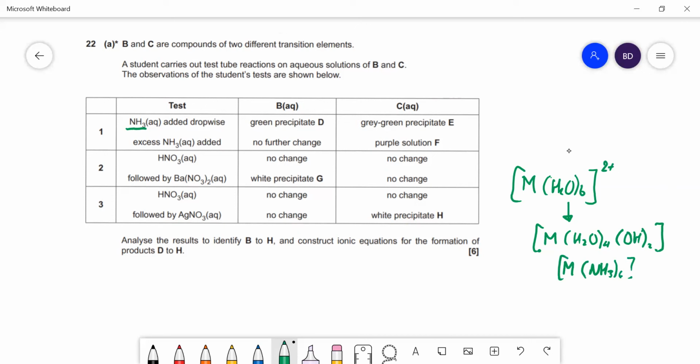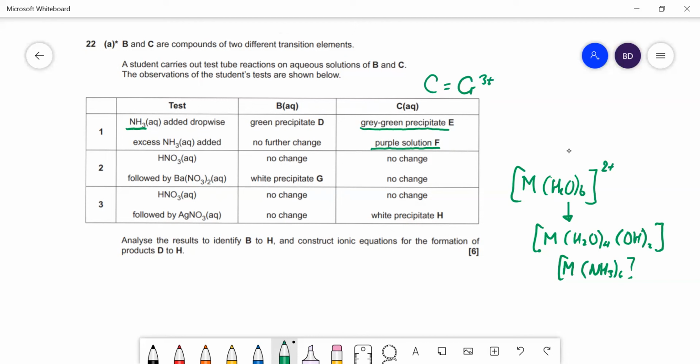Now, let's look at C. First of all, you get a gray-green precipitate. That sounds like the chromium precipitate. And when you add an excess, it redissolves and makes a purple solution. That sounds like the color of the complex chromium forms with ammonia. So I think we can safely say that C contains chromium 3+ ions.